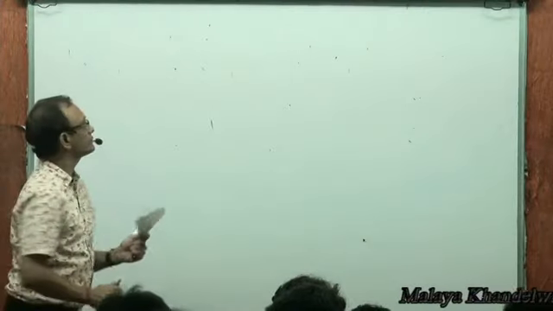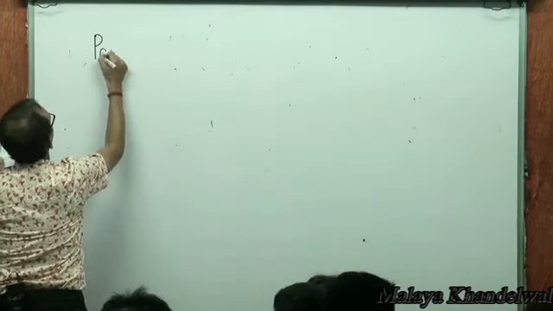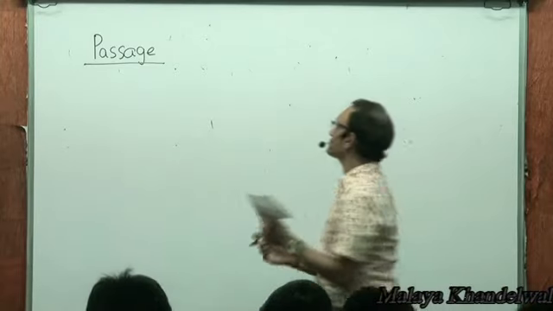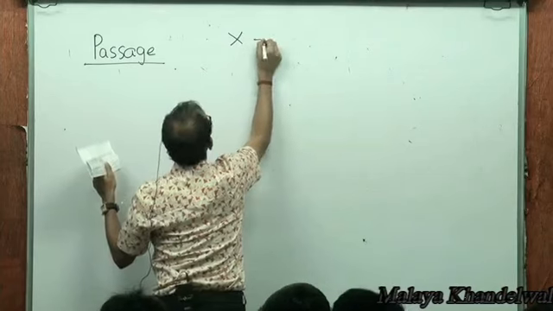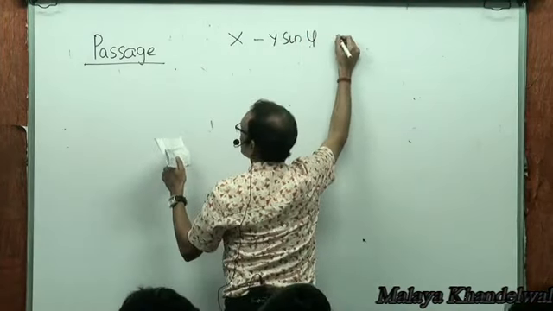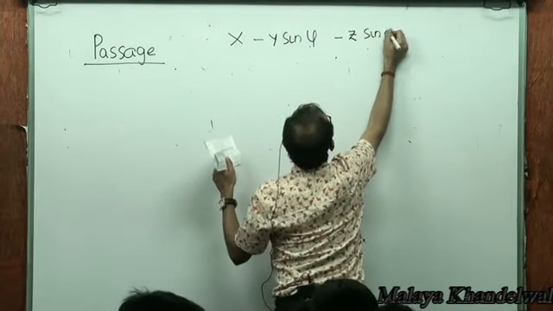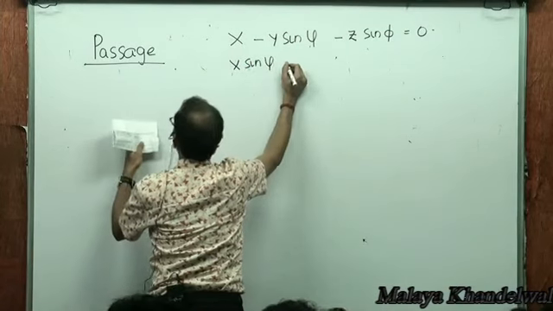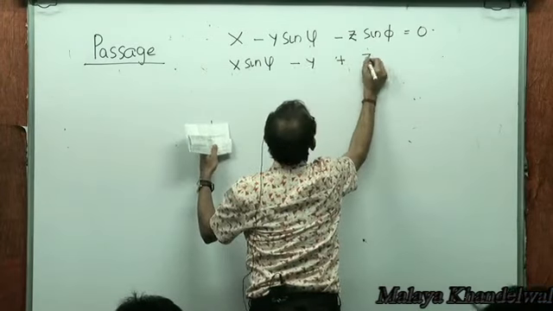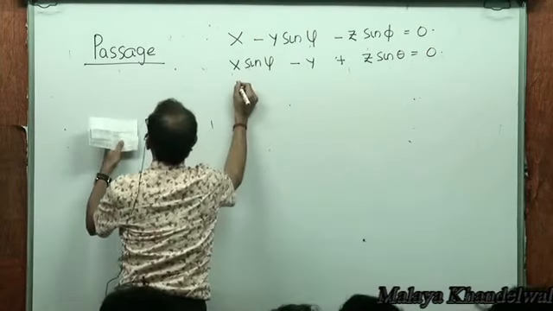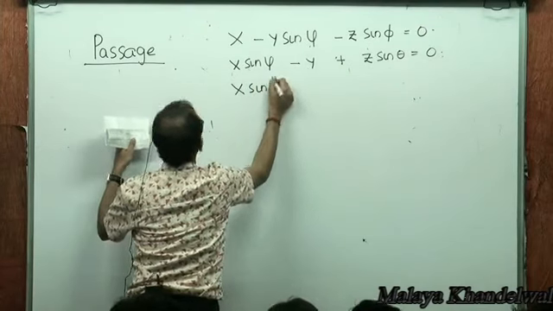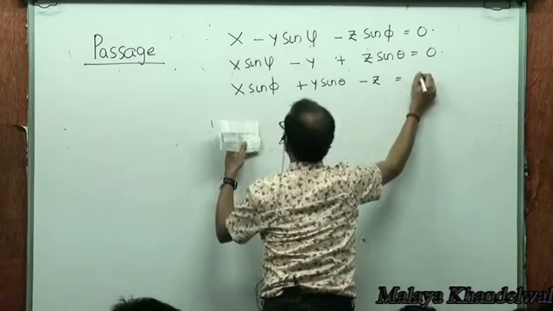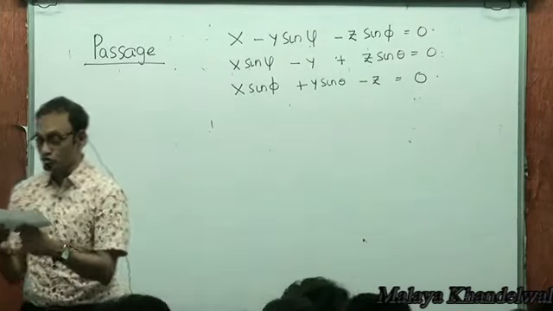The last problem of the sheet, the last bunch of problems, we have a passage here. And we are given 3 planes. There is a plane x minus y sin xi minus z sin phi is 0. Then there is a plane x sin xi minus y plus z sin theta is 0. That's another plane. And x sin phi plus y sin theta minus z is 0, where theta, phi and xi are positive acute angles.